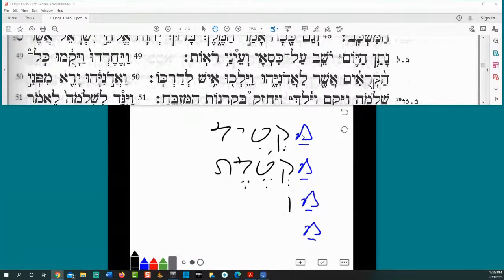Maktelet. Maktilim. Maktilot. But instead of it being mem shva here, it's mem patach. And of course, you see the hiriq yod in here as well. But these are Hiphil active participles. Yeah, that's the last thing he covers. Okay. Whew.